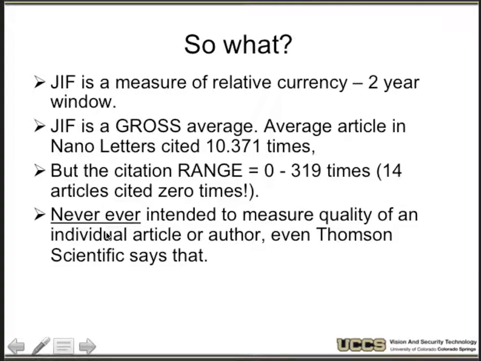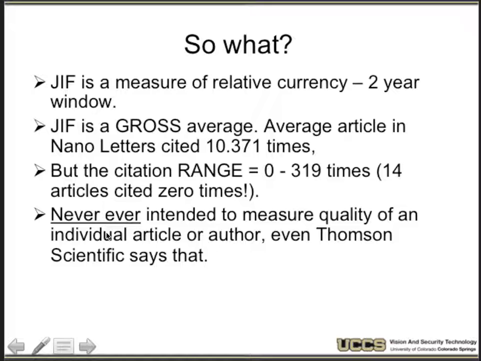Impact factor was really never intended to measure the quality of an individual article or of an author. And even Thomson Scientific, who has the dominant journal impact factor ratings, says that that's its goal. Its goal is to measure an actual publication venue like a particular journal. That's why it's the journal impact factor. So if I want to look at individual articles or individual authors and get a feel for how good is that article or how good is the author, I just can't use the impact factor.